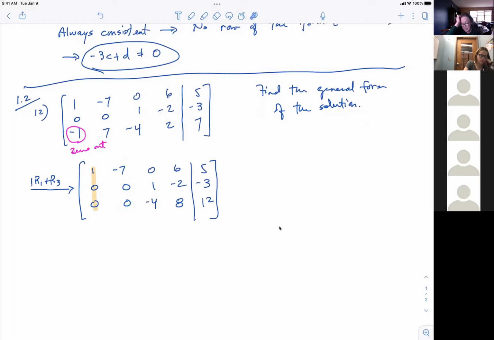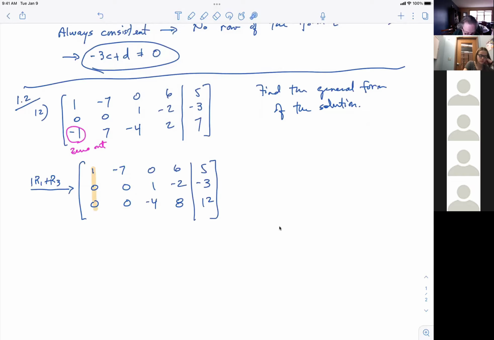So this column here is not going to have a leading entry. And I think I talked about this just a little bit last time, but when you have a column that doesn't have a leading entry, then that's how you know you've got an infinite number of solutions, assuming the system's consistent. And I'll talk about that a little more in just a minute.